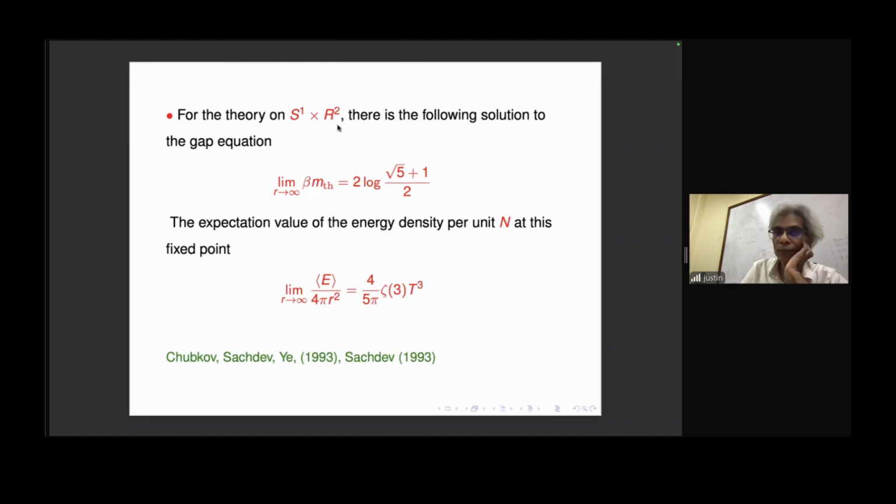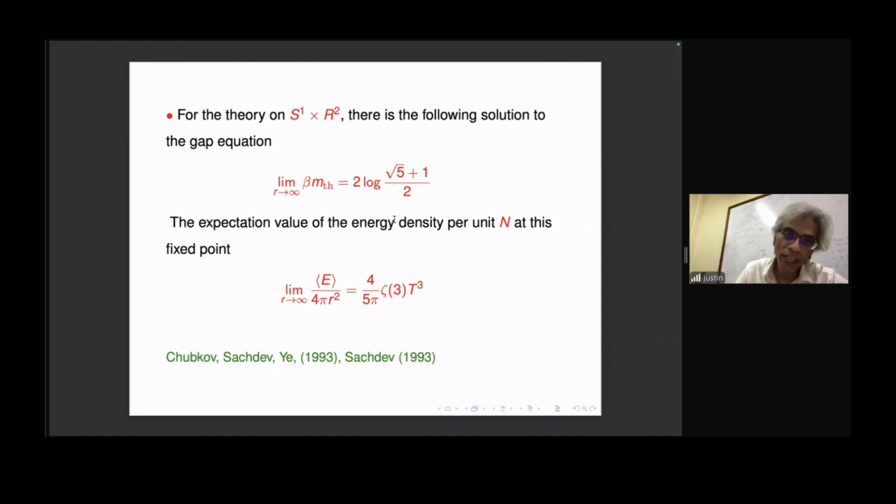So for S1 times R2, the solution has been done early in the 90s, I think, by Sachdev and collaborators first, and then he found more properties later. The solution of the gap equation is the logarithm of the golden ratio, I think it's called. We will see this as we go ahead when we do it on the sphere. So this was the solution found.